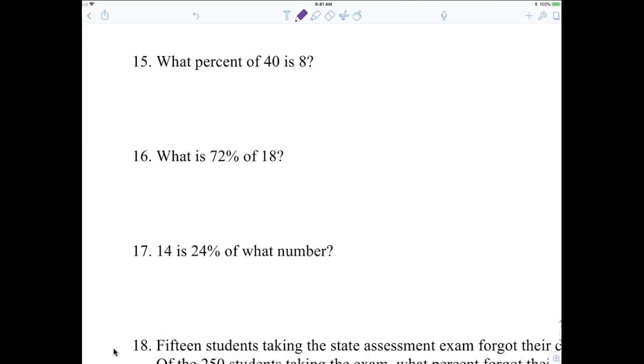Colin, here we go. Tell me about 15. What do I do? All right, so we start with 8 equals 40 times 40 again. Oh, okay. Yes, that's good. Very good.